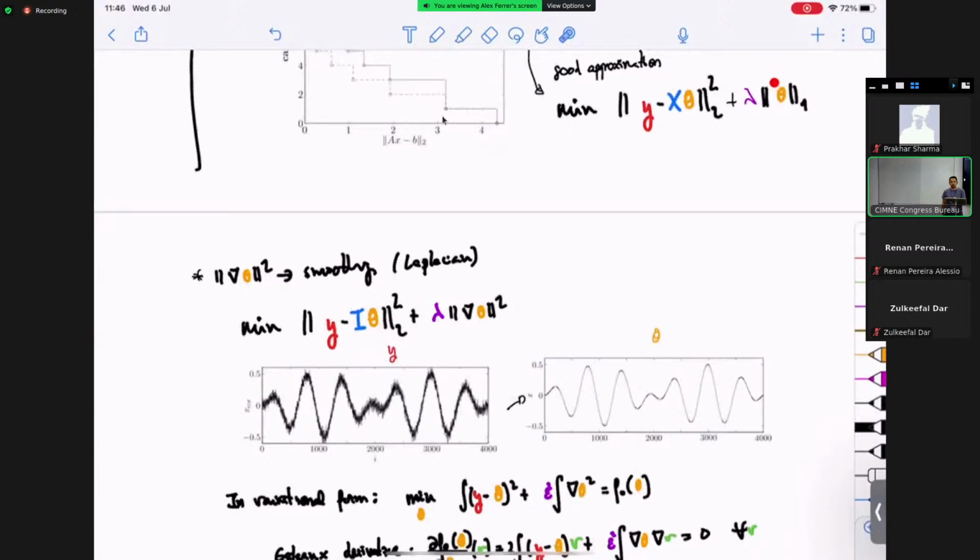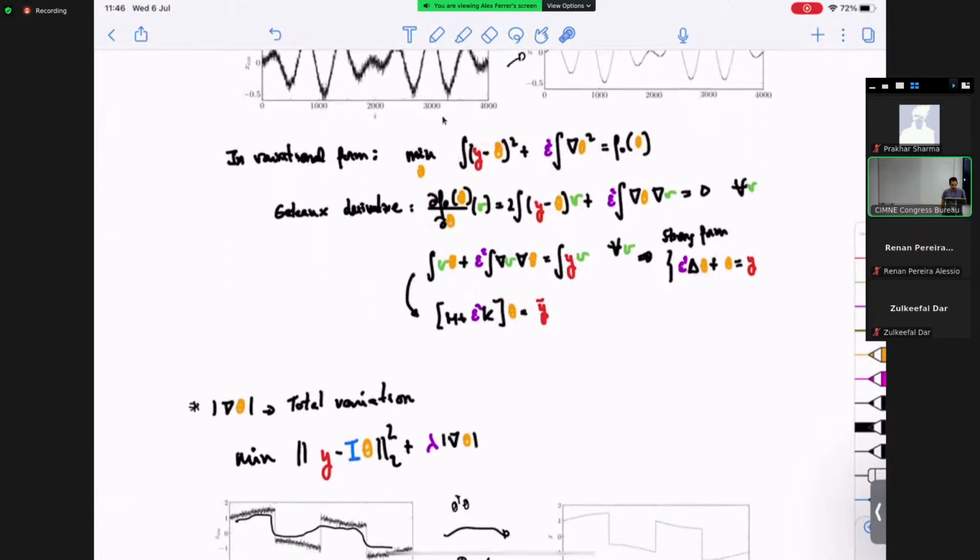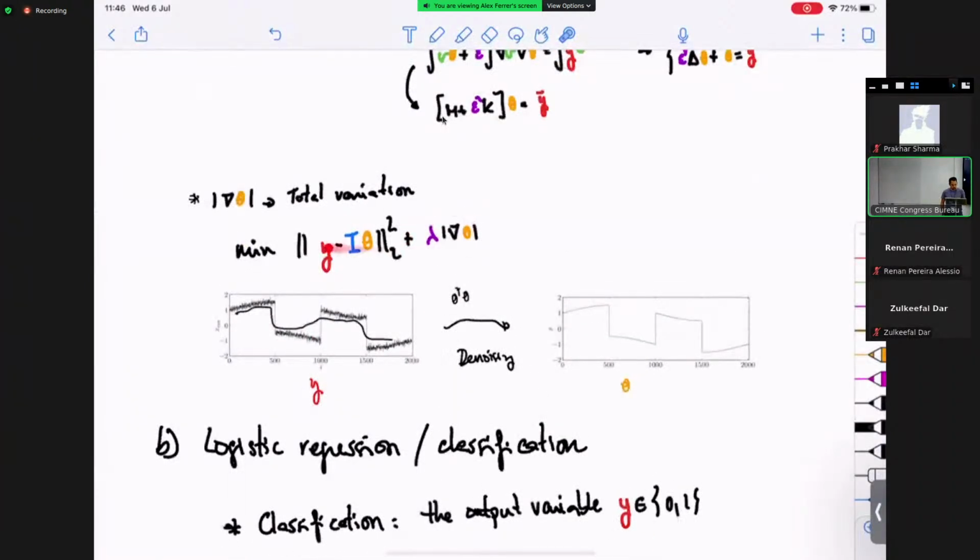Sometimes you want a sparse representation of your data or a sparse representation of your solution. Today we have seen Laplacians also. In Stokes, we saw this in the cost. Here we see this smoothing. We have seen also the variational form. We have seen also the total variation, which is used a lot in image processing.